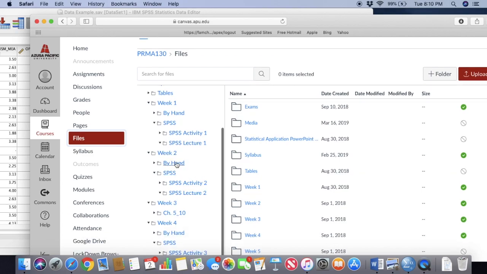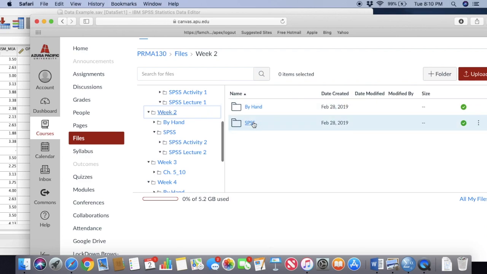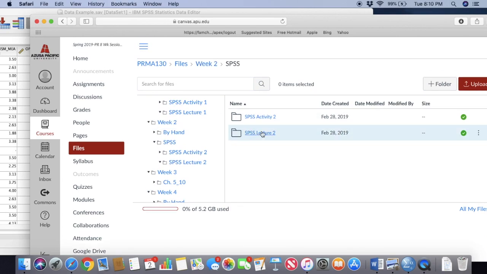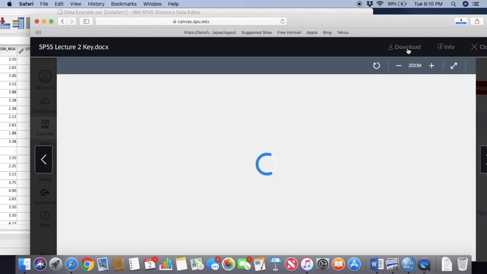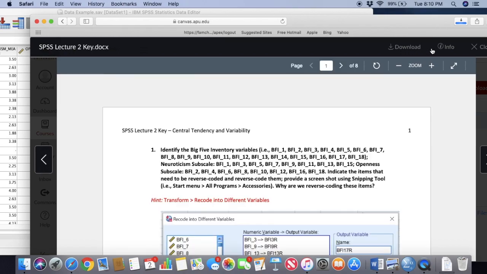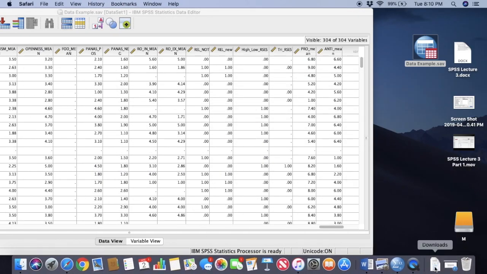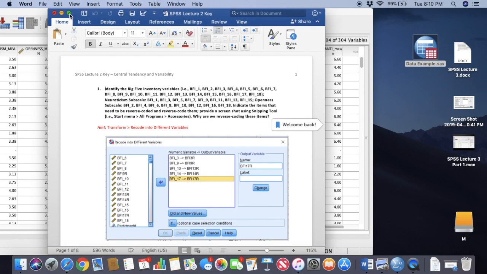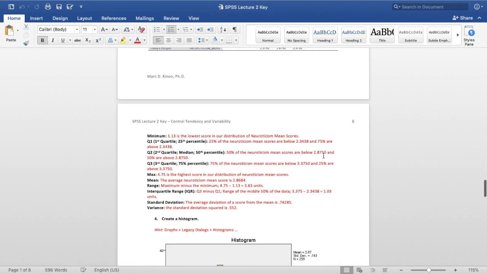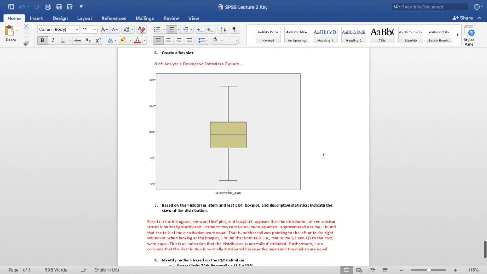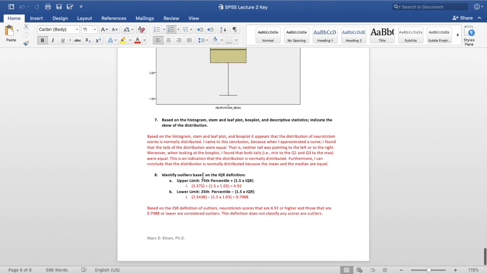Okay, so once again we're in Files, week 2. SPSS Lecture, SPSS Lecture key. Let's go ahead and just download that. Okay, so we did it. Identify outliers based on the IQR definition.